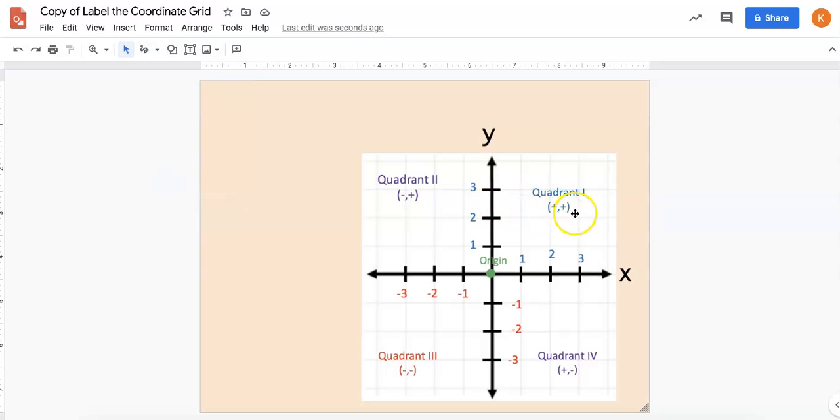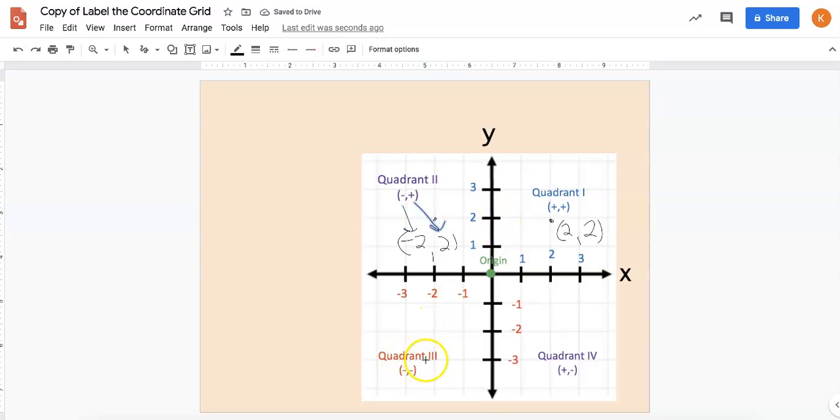Okay, and what I mean by positive is, let me show for example, right here is 1, 2, 1, 2. This is positive 2, positive 2. So all the points in quadrant 1 are going to be positive, positive. Okay, look at quadrant 2. All right, negative 2, positive 2. All the numbers in this quadrant are going to be negative, and then the second number will be positive.